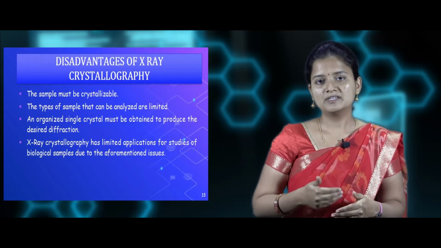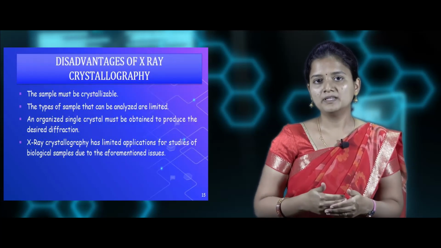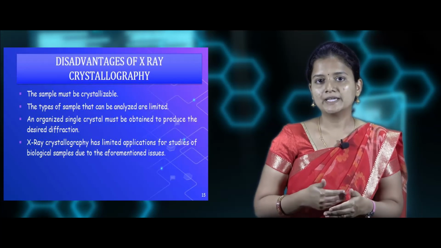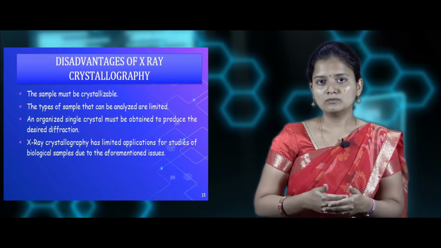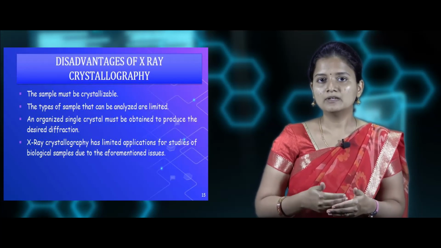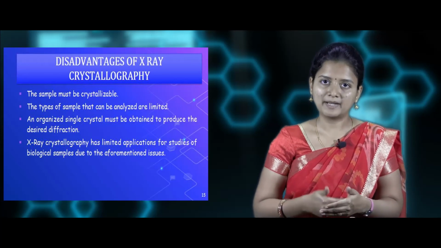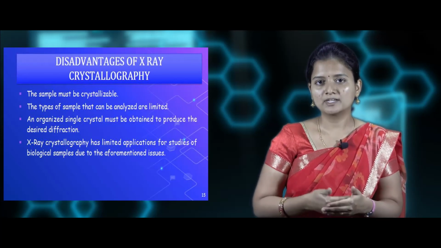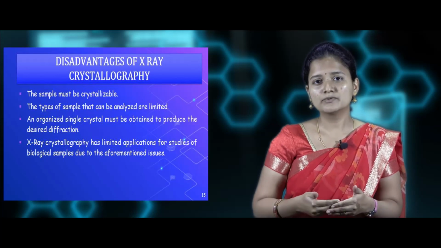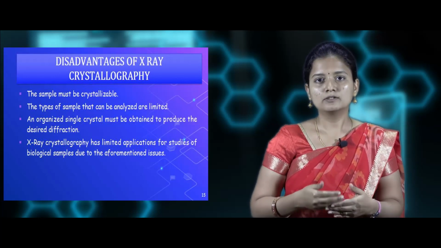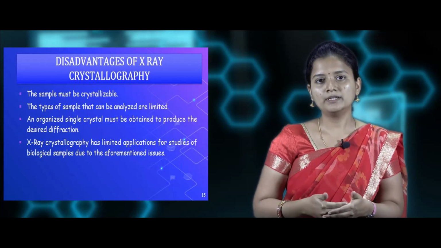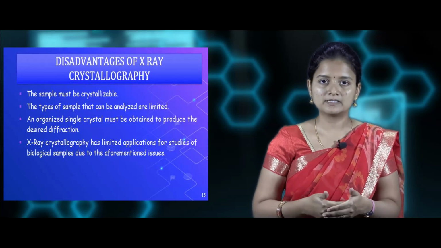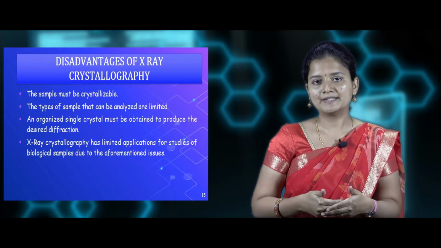The disadvantage of this method is that the sample has to be in a crystalline form. If the sample is not in a crystalline form, then we cannot use this method, and we will not get a proper diffraction pattern. This method is also not useful for all biological molecules, especially membrane-bound proteins. And the types of material or protein usable in X-ray crystallography are very limited compared to other methods. These are some of the disadvantages of this method.